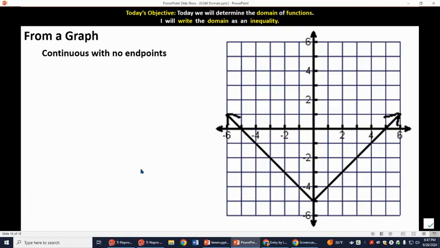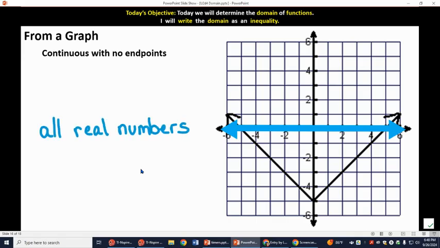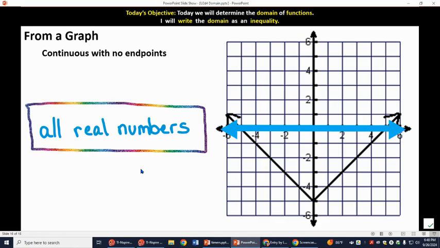Let's look at another example. All right, same thing, start on the left, note the endpoint, go to the right, note the endpoint, take them to the graph. Keep the same endpoints and highlight in between them. Again, I have arrows on both ends, meaning I can go forever in either direction. So all the numbers work, all real numbers. Let's look at the next example.